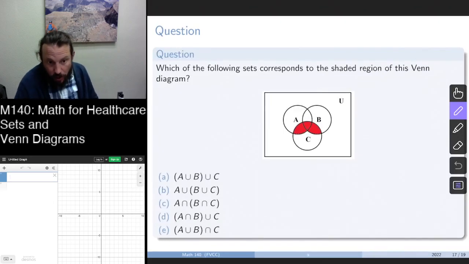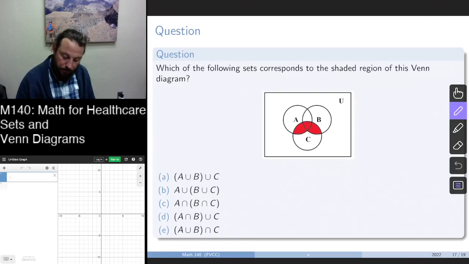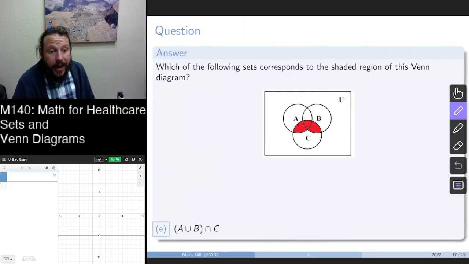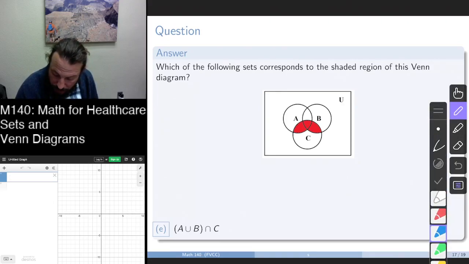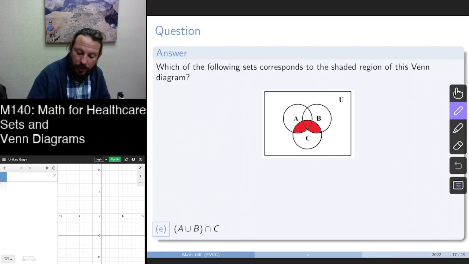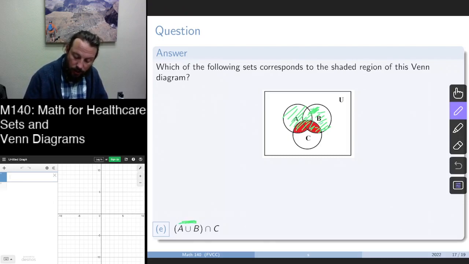How about this one? Go ahead and hit pause for a second and think about that. A union B intersect C. Let's see, how do we get that? The green, we'll do A union B, and we got that straight from our slide. Everything in A or B, so that whole green area, we'll do in green.